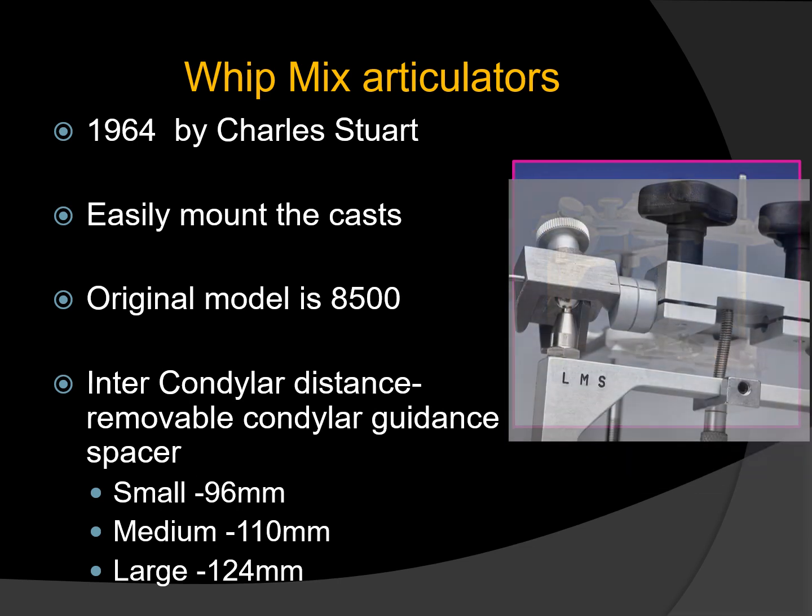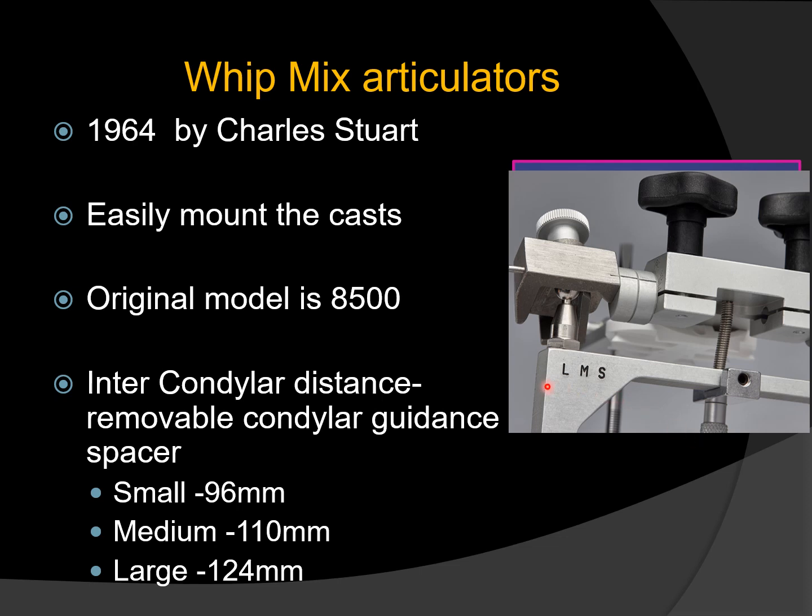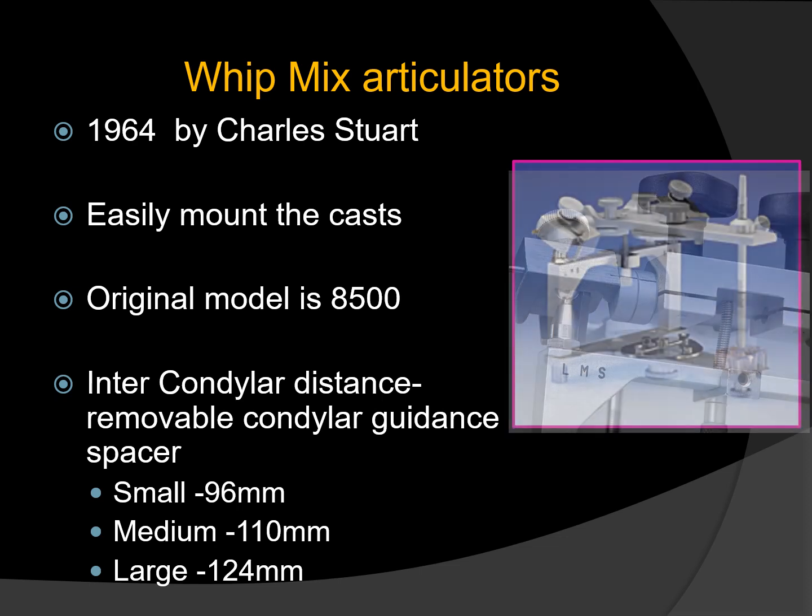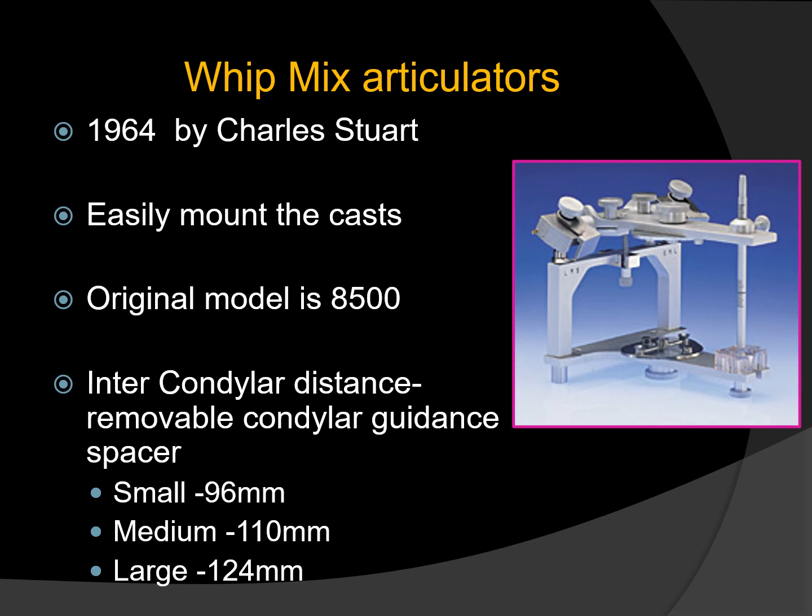As you can see in this picture, there were three adjustments for intercondylar distance: small for 96 millimeter, medium 110 millimeter and large for 124 millimeter. This adjustment was performed by utilization of spacers on the condylar guidance, that is on the horizontal axis of the instrument. So there was no spacer for small, one spacer for medium and two spacers for the large intercondylar distance. This was how the intercondylar distance was adjusted in the Vapix Articulator.